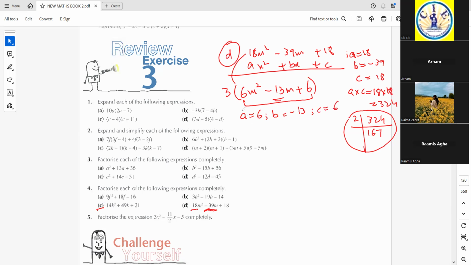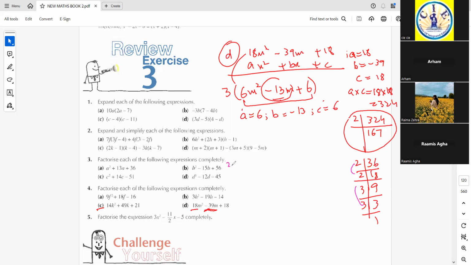Now A times C, that is 6 times 6, that is 36. So you now need to have the prime factorization of 36. 2 18s are, 2 9s are, 3 3s are, and 3 1s are. You need to have negative 13. So what we need to do is 3 3s are 9 and 2 2s are 4. 9 and 4 will give us 13.